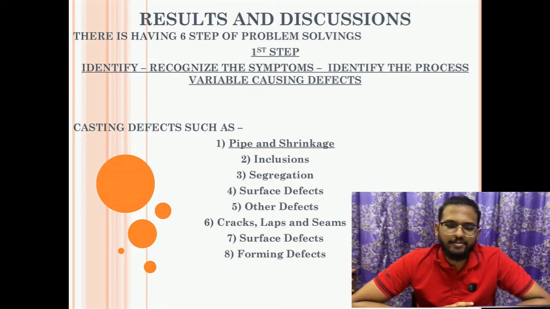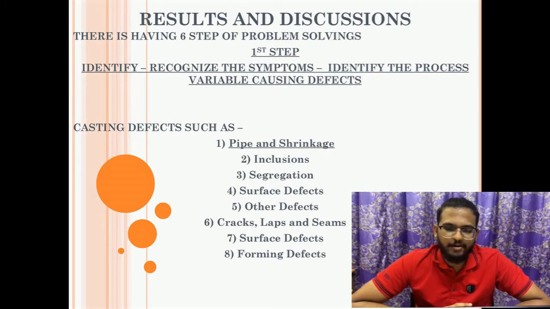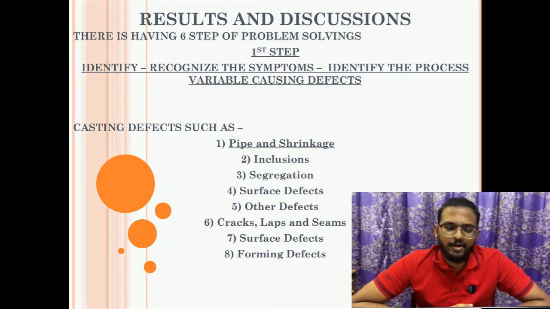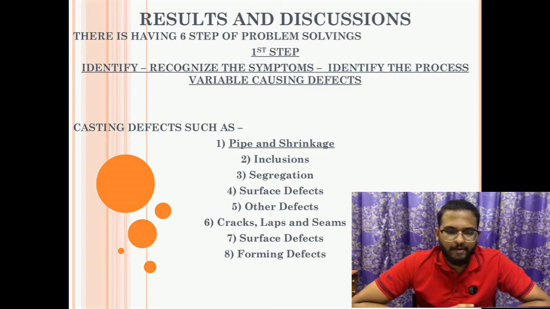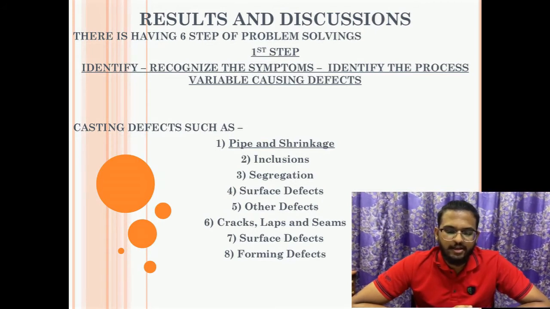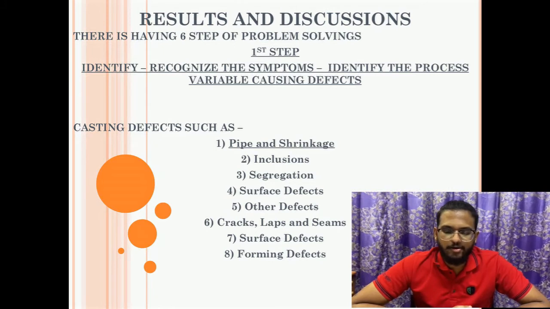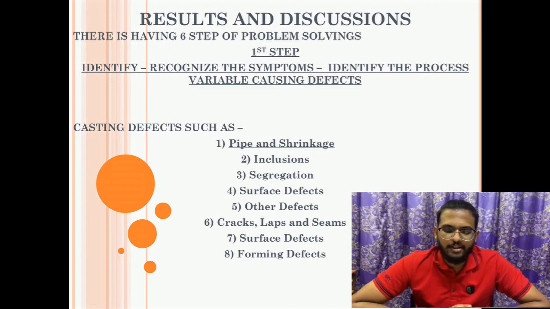There are 6 steps of problem solving. The first step is identify, which is to recognize the symptom and also identify the process variable causing the defect. In casting there are many defects, such as pipe and shrinkage, which happen when molten metal is poured into an ingot mold. It cools and starts to solidify and contract. The outer surface solidifies first and becomes fixed while the center remains molten.